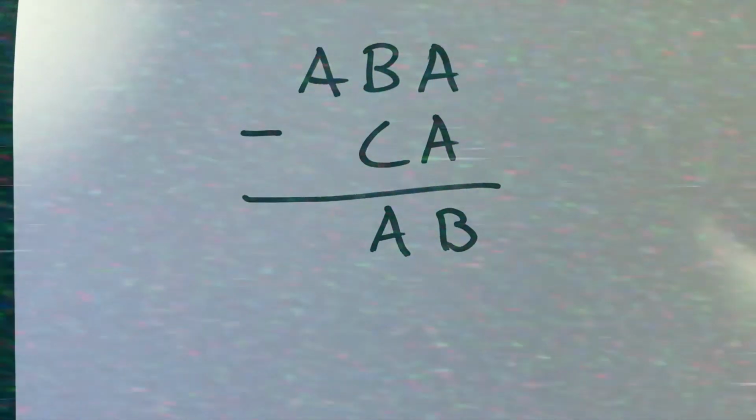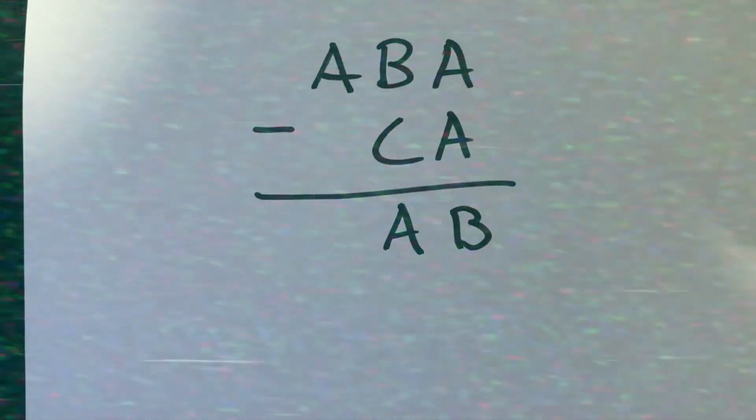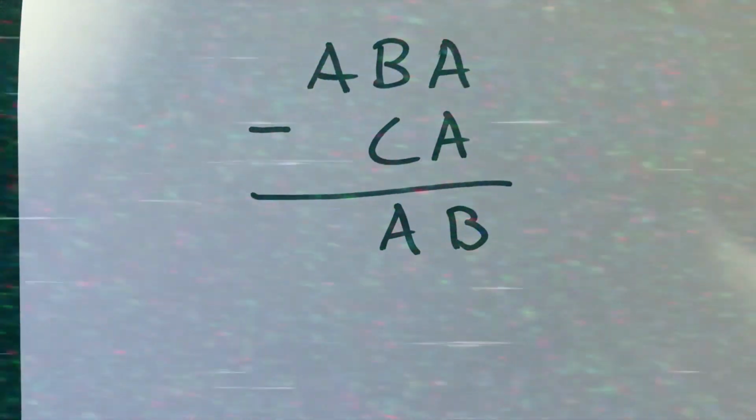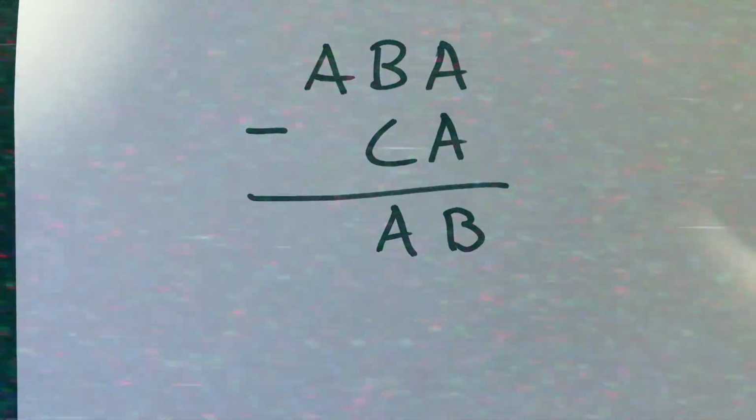What we need to figure out is the digit that's represented by A, B, and C, and we need to know what is the sum of A, B, and C when they're added together.